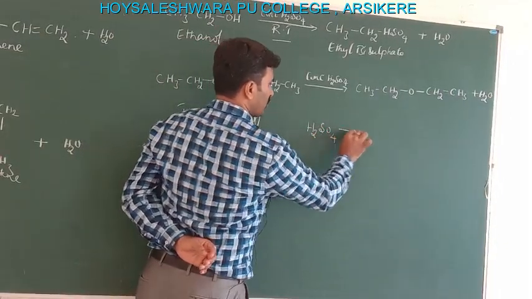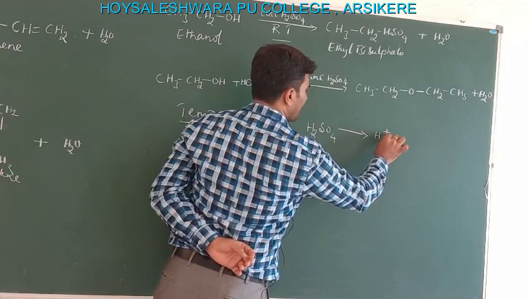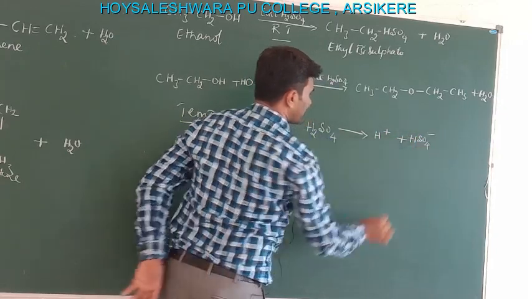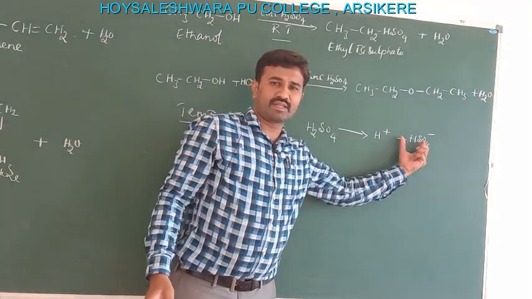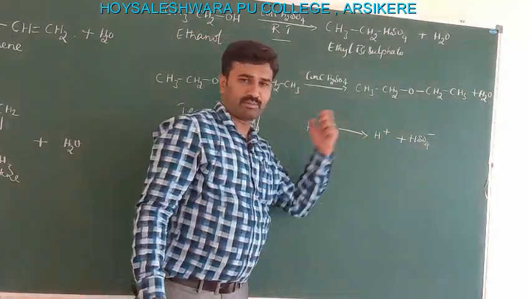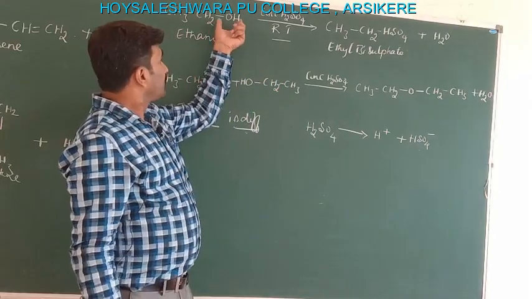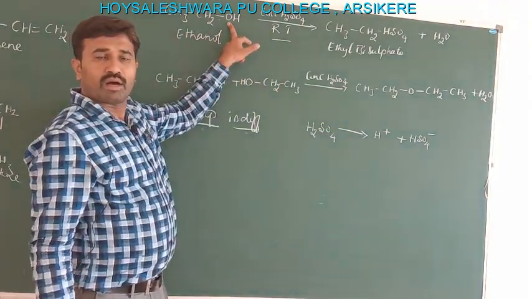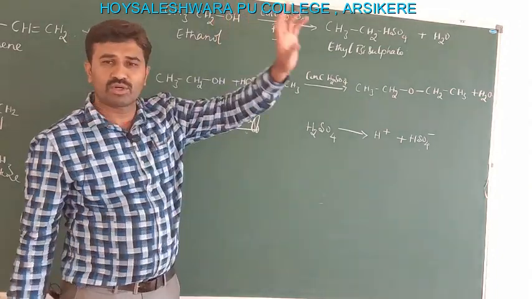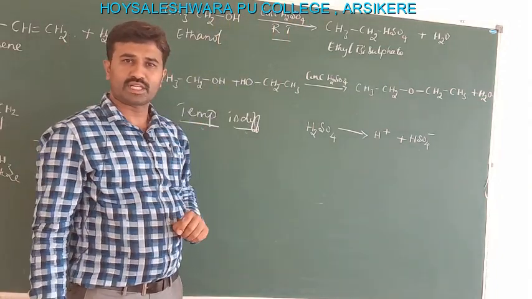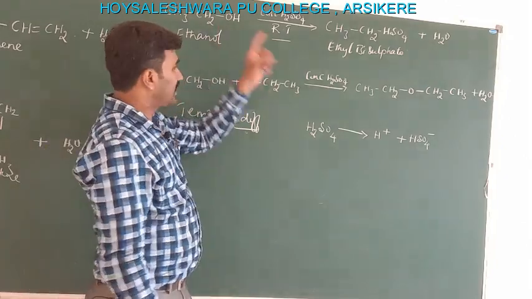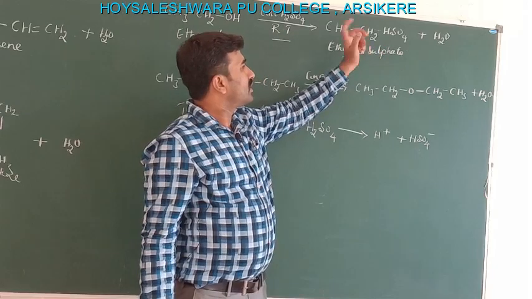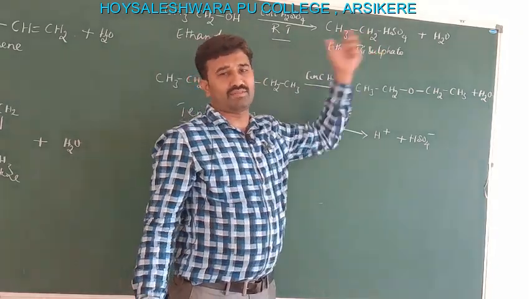H2SO4 gives one proton, that is H plus, and HSO4 minus. This is the bisulfate ion and this is the proton. This proton is accepted by the hydroxyl group and converted into H2O, and the negative part, the bisulfate ion, attacks the electrophilic carbon to form ethyl bisulfate.